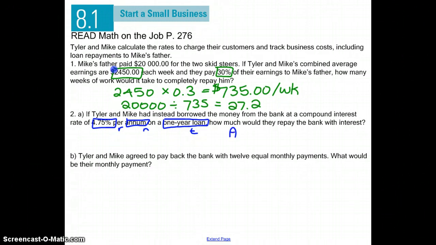So we plug it into our formula. So our principal is 20,000 times 1 plus our rate, which is 0.0475, divided by 1, because 1 is our number of compounding periods. 1 annum is 1 year. And 1 times 1 is your N times your time, because your time is 1 year. So when we figure this out, we get 20,000 times 1.0475, which means in total they would have had to repay $20,950.